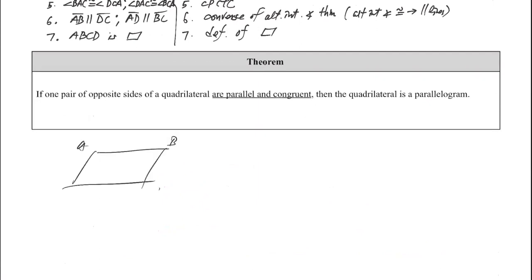So we got ABCD given to us, and we know that these two are parallel and congruent, right? Then how could we make sure that it's a parallelogram? Well, guys, by definition, if you could show that these two are parallel, by definition, this will be a parallelogram.